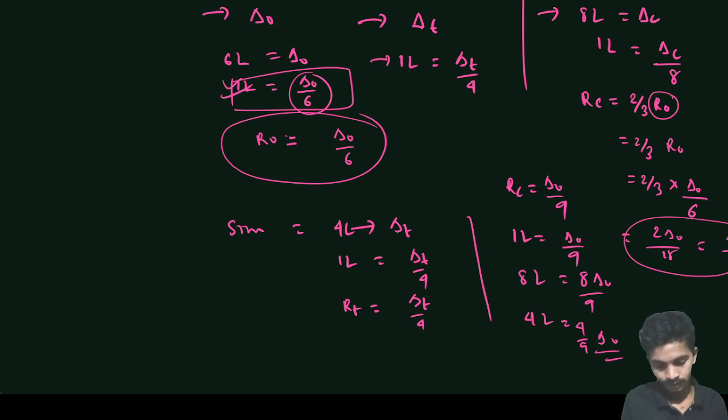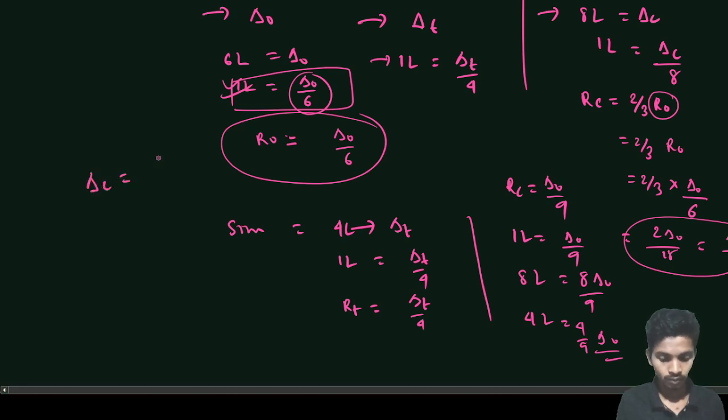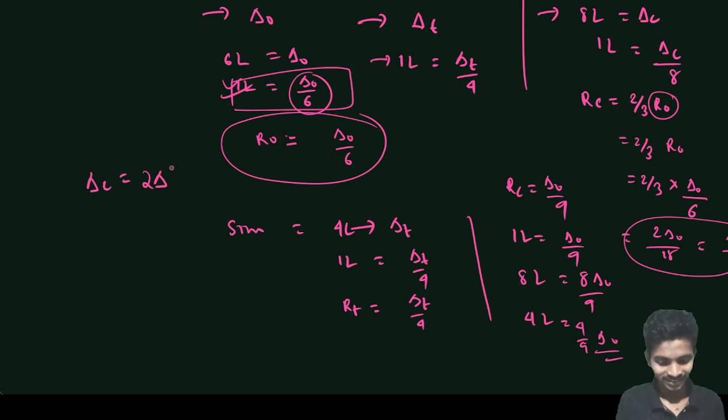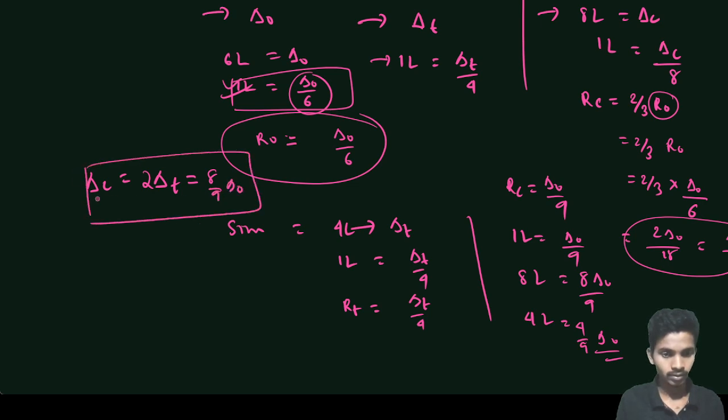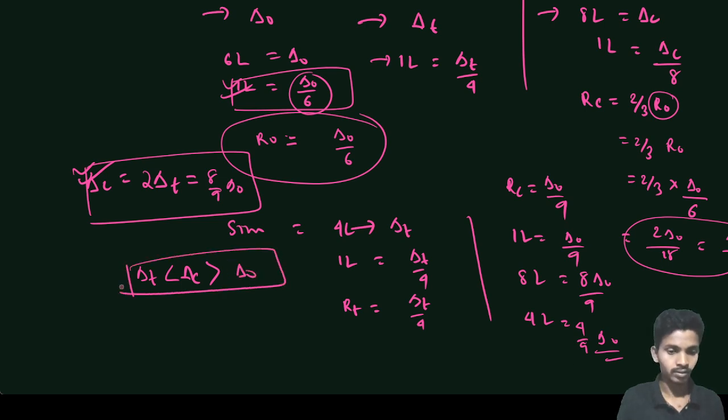So we see that delta C is equal to 8 upon 9 delta naught. Okay, so first is delta T, then delta C, then delta naught. This is the repulsions order.